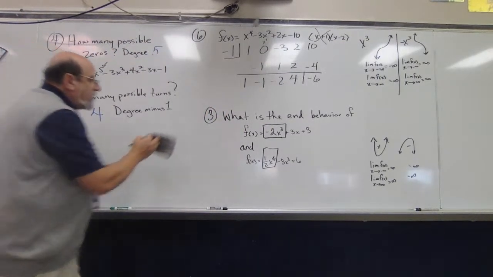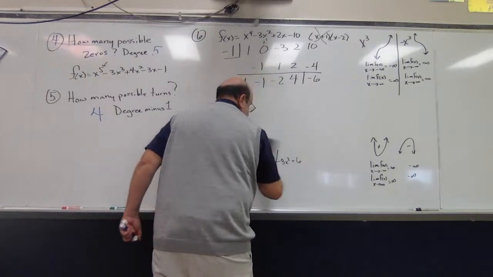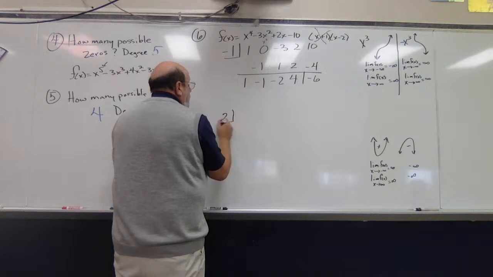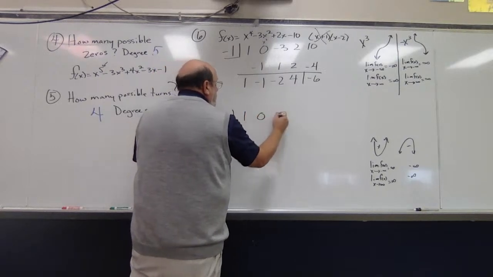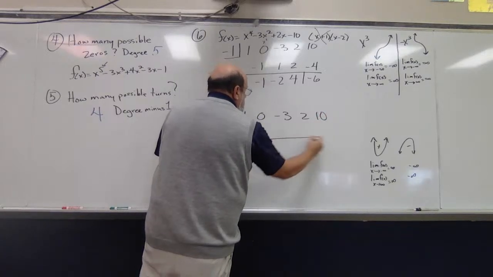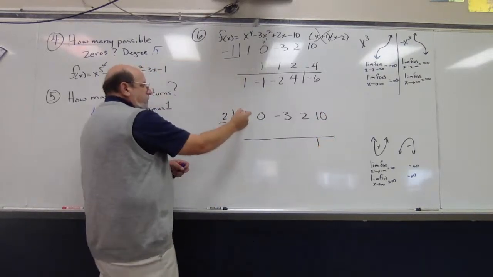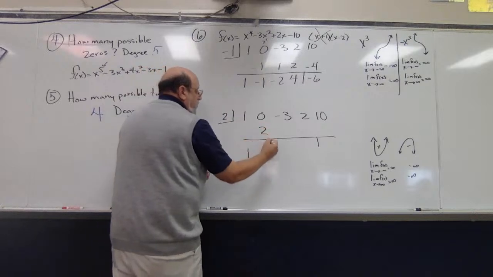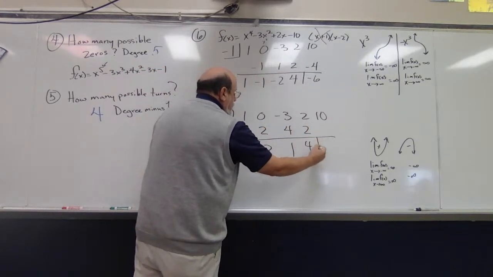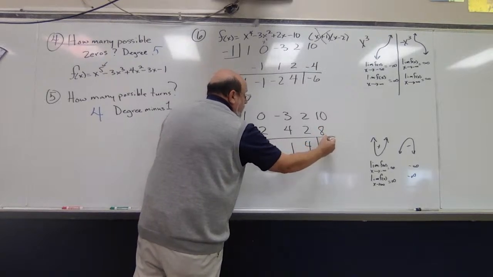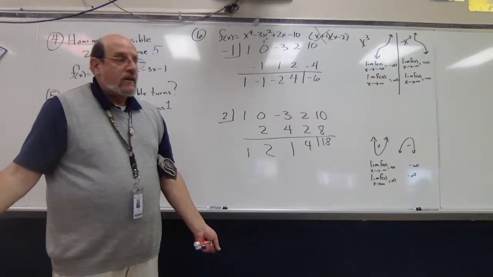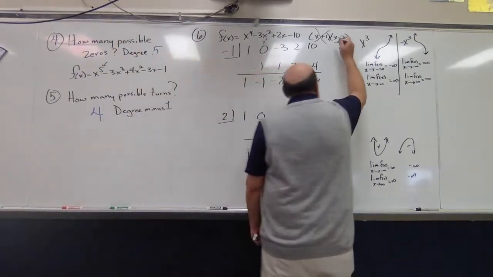I'm going to do the next one by putting a +2 in a box. So 2, same thing, 0, -3, 2, and 10. Drop the 1. 1, 2, 2, 4, 1, 2, 4, 8. Closer, not even. But not a factor, right? So neither of them are factors.